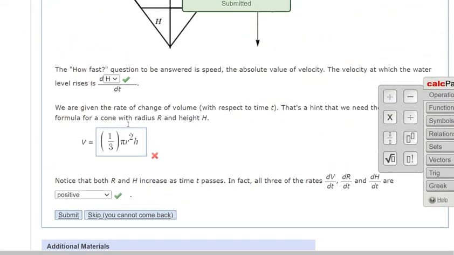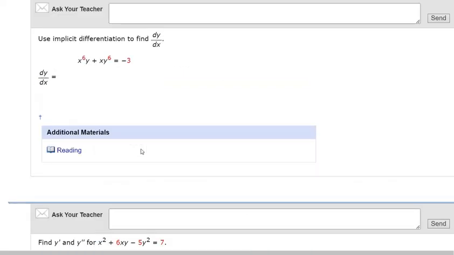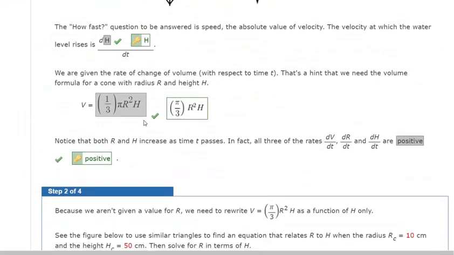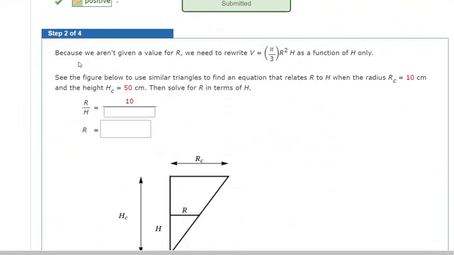Oh, I got the cone wrong. Volume. Oh, they want you to type capital R, capital H. Pretty sure that's the volume of a cone. Now I'm second guessing myself. Yeah, we're good. Okay. Step 2.